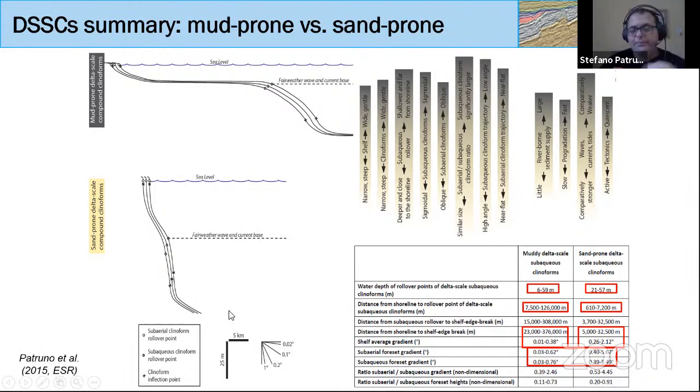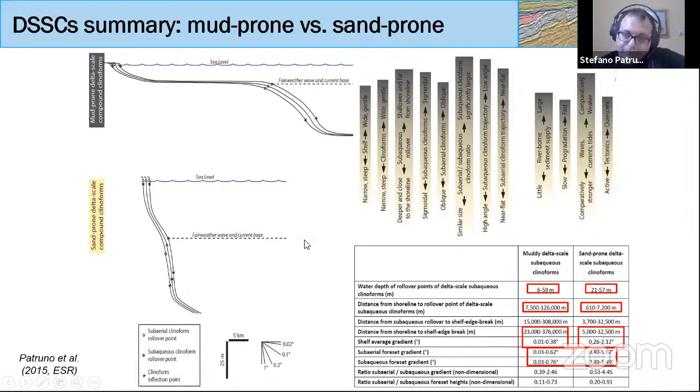Okay, and you can see all these differences that are listed there. Shelf, wide and gentle for the muddy, narrow and steep for the sandy. Clinoforms, wide and gentle for the muddy, narrow and steep for the sandy. Subaqueous rollover, shallower and far from shoreline. In this case, the subaqueous rollover can be situated tens of kilometers away from the shoreline in the case of the Yangtze or the Amazon. In this other one, they're much, much closer to the shoreline, you know, but they can be actually deeper. They can be deeper because here there is greater energy in order to transport sand. So yeah, statistically tends to have a deeper fair weather wave base.